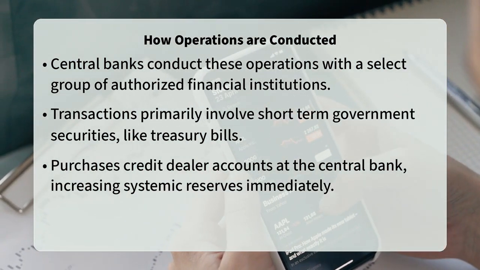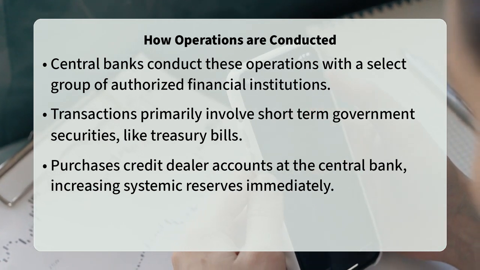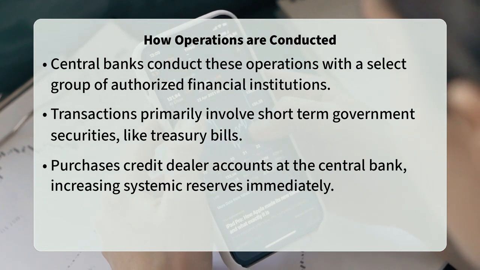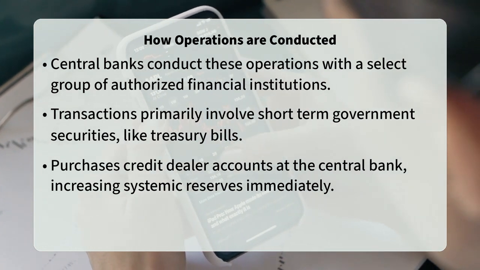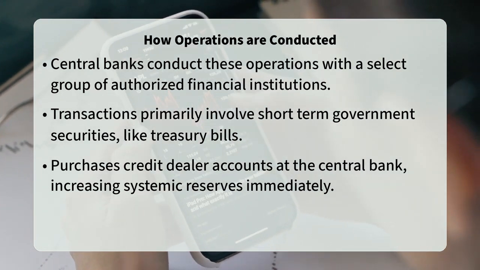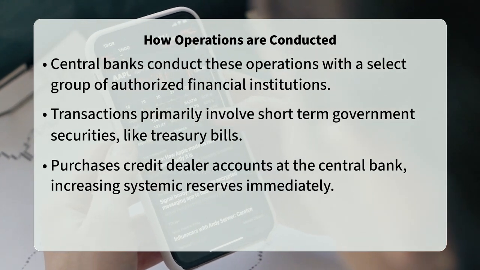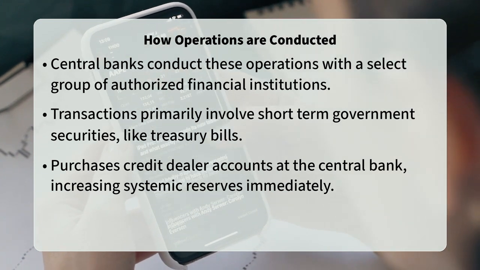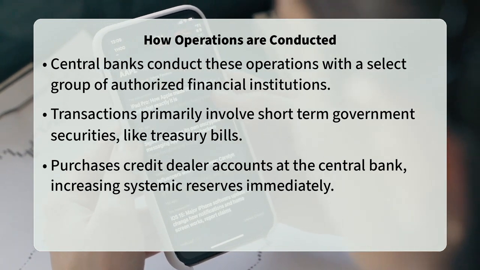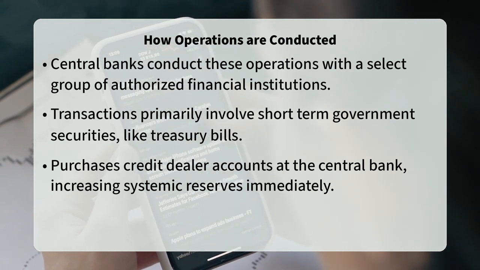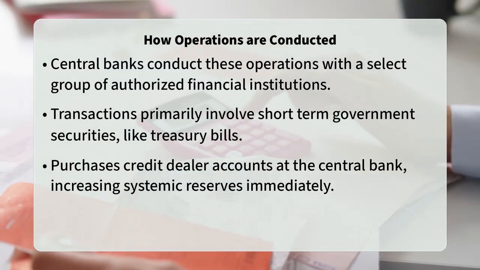For example, if the central bank wants to expand the money supply, it will purchase treasury bills from these primary dealers, crediting their accounts held at the central bank. This instantly increases the banking system's reserves, setting off a chain reaction of increased lending and money creation throughout the economy.